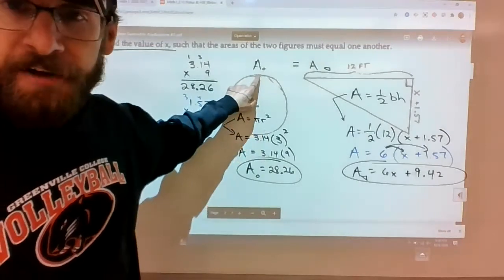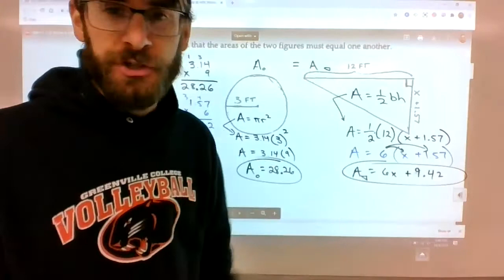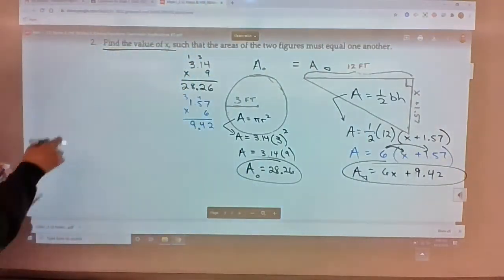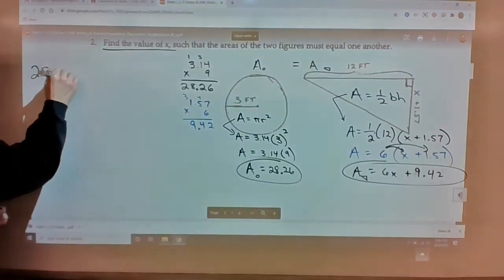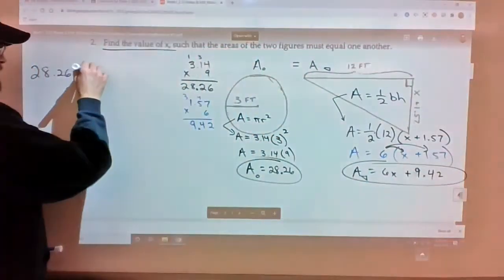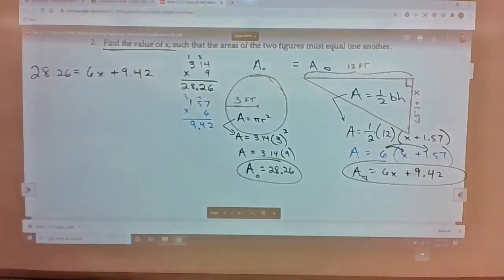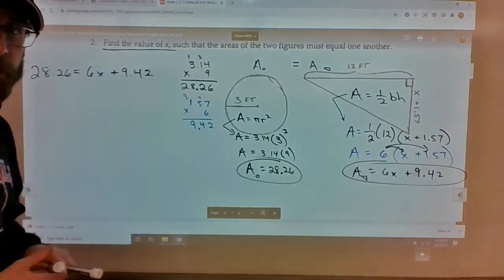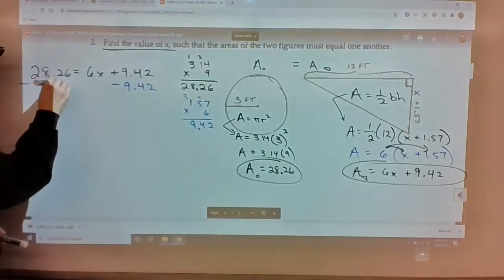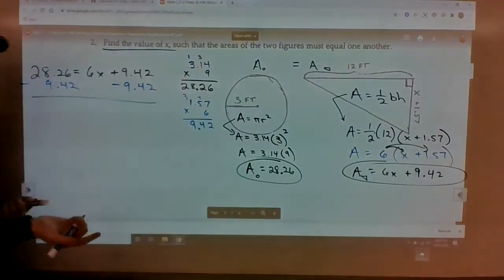So the area of the circle is basically forced to equal the area of the triangle. So you're going to set those two equal to each other now and solve for x. So 28.26 equals 6x plus 9.42. All right, get x by itself. Subtract the 9.42 from both sides. Remember to stack the decimals when you're subtracting decimals.